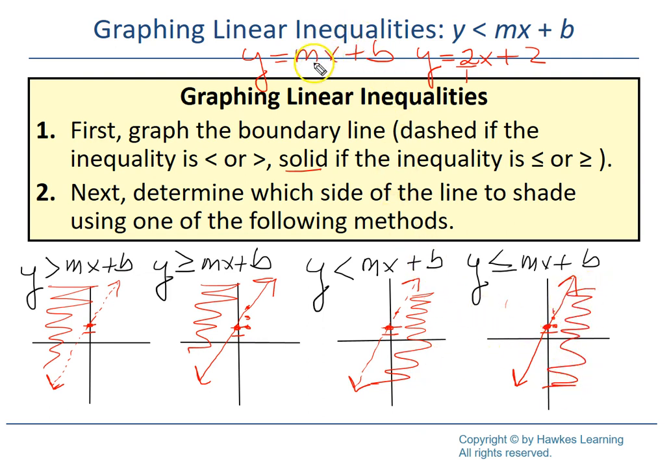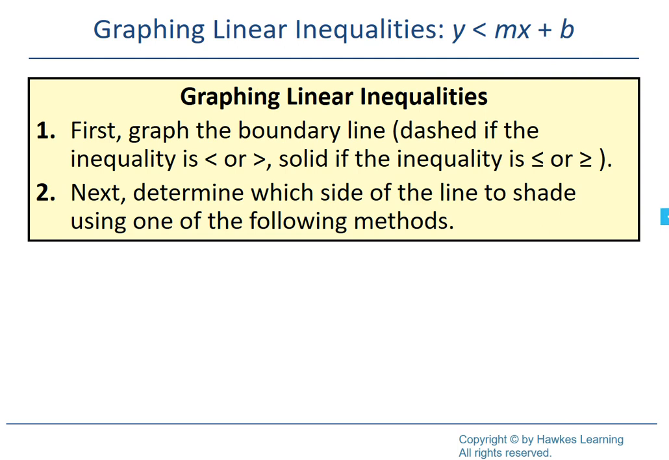So again, you're thinking of what would the line be if it's equal. If it's greater than or less than, the line is dotted. And if y is greater than, you shade above the line. If y is less, you shade below the line. Now, there's other ways to do it that I'm sure they're going to show us, but this is just some background information. So let's go on.